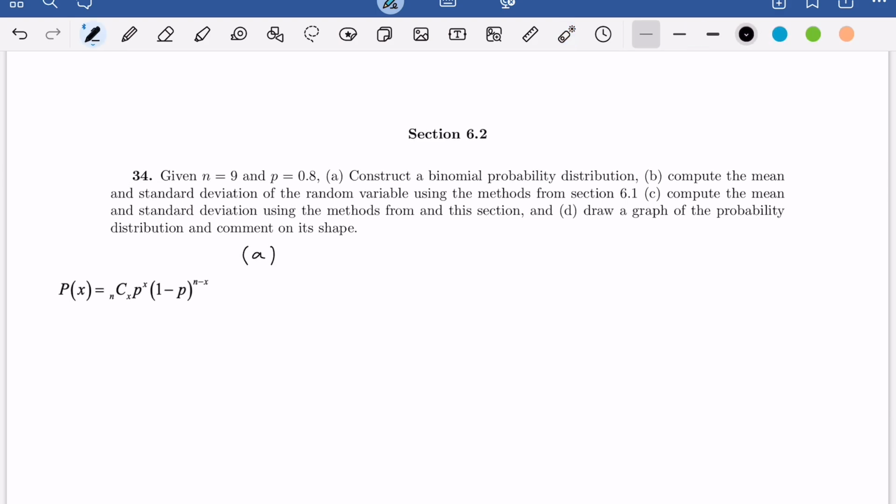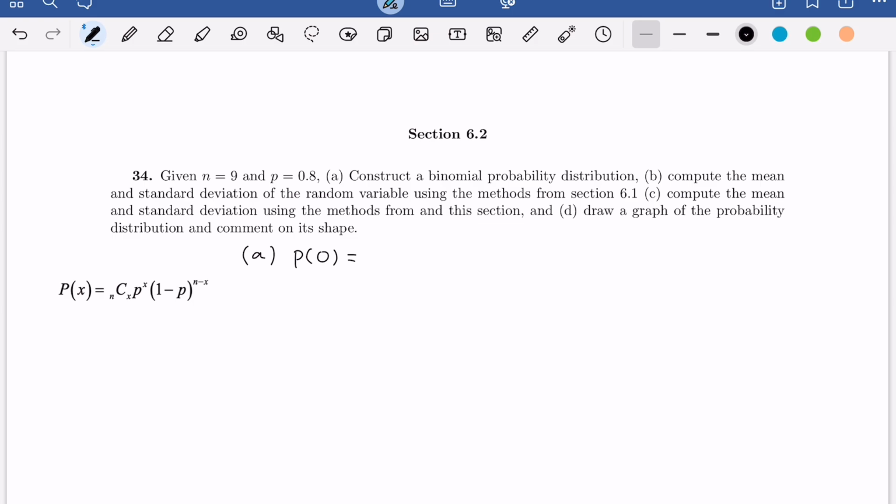We're able to do that with this formula that I have pasted here on the left. Remember, this is the formula for the probability of obtaining x successes in n independent trials of a binomial experiment. In this case, we're going to have 9 independent trials, and p is the probability of our success. So we need to find the probability of x successes for x equaling 0 all the way up to 9. We're going to start with x is equal to 0.